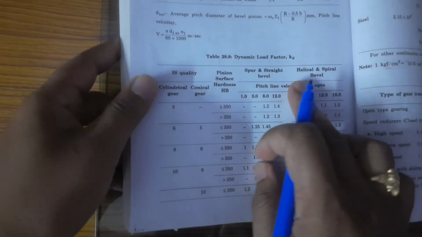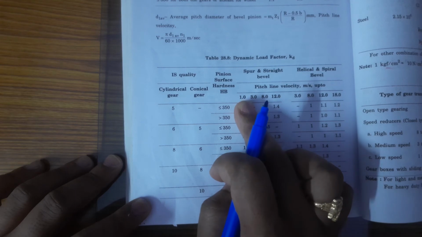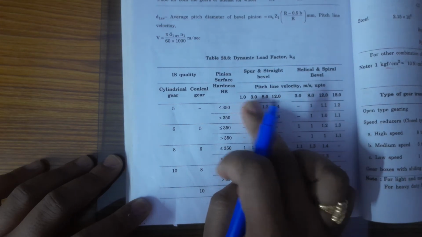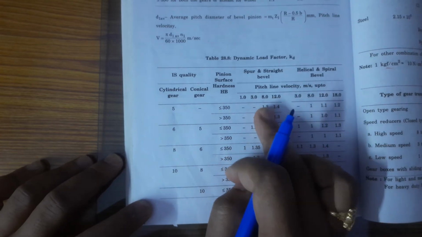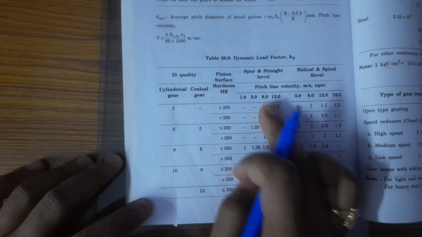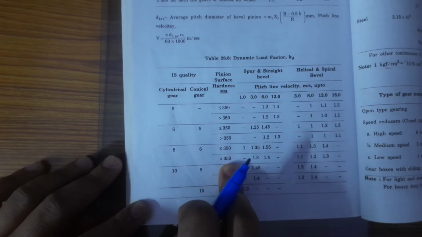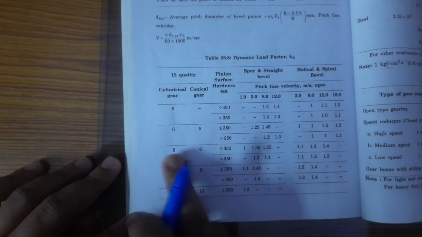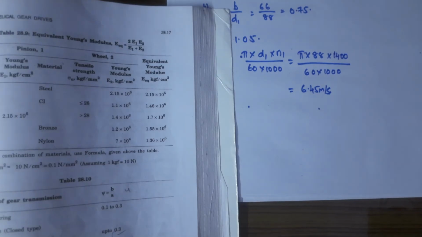So based on the pitch line velocity, hardness number and cylindrical gear type, we have to take the value. So I have got an answer. Pitch line velocity is given here as 1.0, 3.0, but the value that I have got is 6.45, so that is almost near to 8.0. So I am taking the value as 1.4, that is greater than 350 hardness number and 8. So you can take the 6 value also, either 6 or 8, and you can prefer any one. So I am preferring 8.